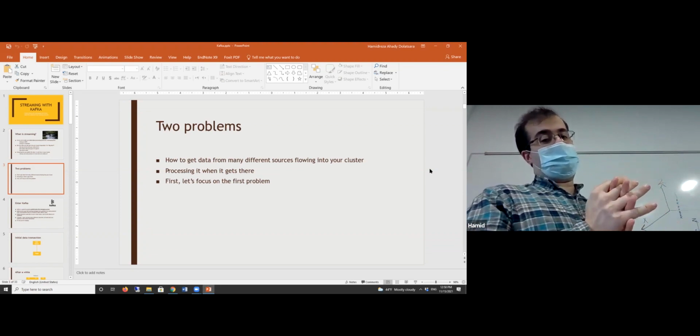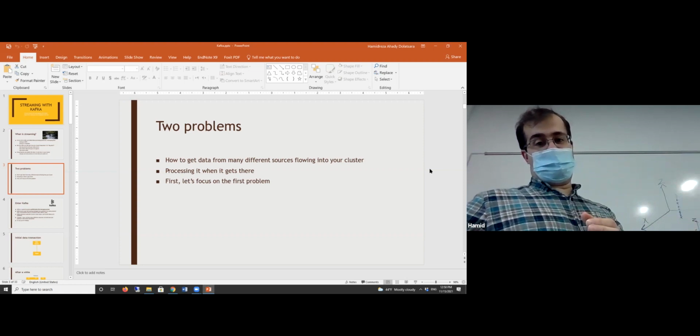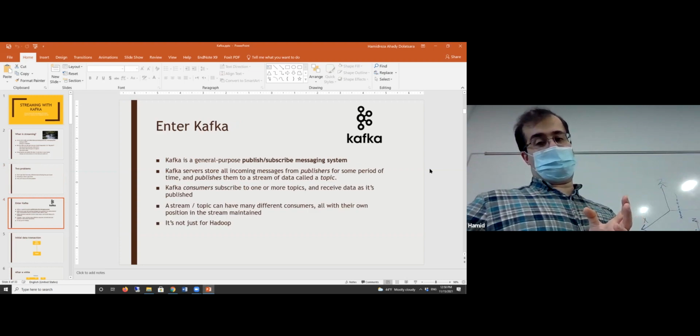We have two issues. First, how to get the data, and how to distribute the data. So let's first focus on how we get data from different sources.